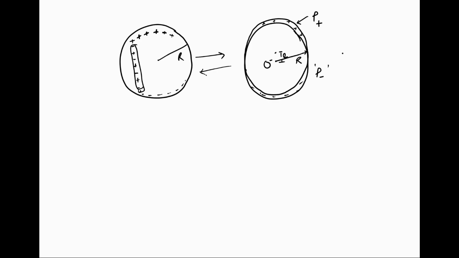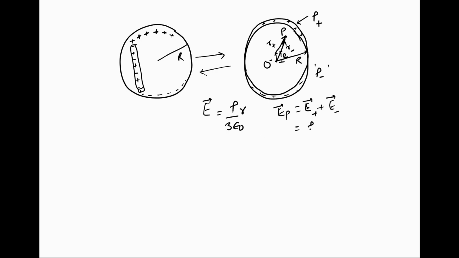Now you know that the field due to a uniformly charged sphere is given by the charge density over 3 epsilon naught times the distance of the point from the center. Let us say I want to find the field at this point P. Here r plus is the distance from the center of the positively charged sphere, r minus is the distance of point P from the center of the negatively charged sphere, and this is L. The resultant field at point P will be the field due to the positively charged sphere plus the field due to the negatively charged sphere.